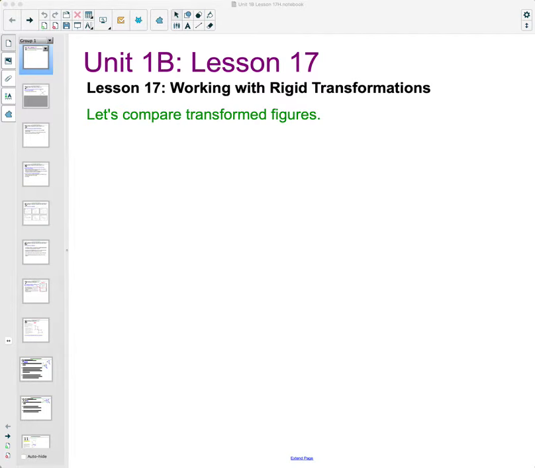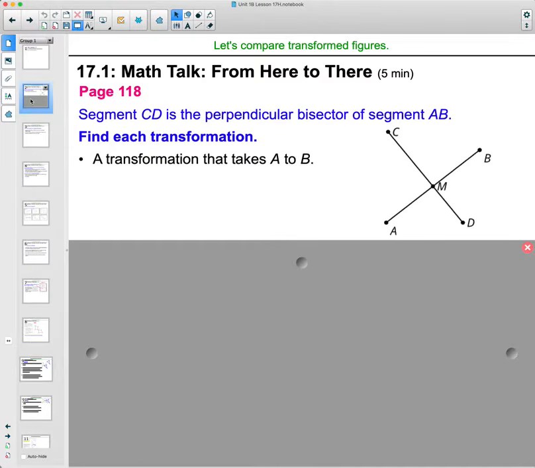In this lesson, we're going to be looking at working with rigid transformations. So let's take a look here at comparing some transformed figures. In this figure, segment CD is the perpendicular bisector of AB. So name a transformation that takes A to B.